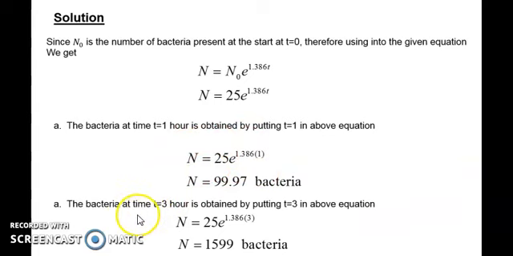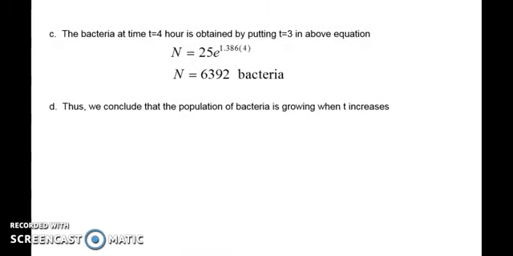So what will be the number of bacteria after 3 hours? You'll be inserting 3 instead of t. So 1599 bacteria will be there after 3 hours. Then the third part is the bacteria at t equals 4. Now what would be the result of the bacteria after 4 hours? The growth will be more. As the time increases, the bacteria will increase as well. So it is 6392.